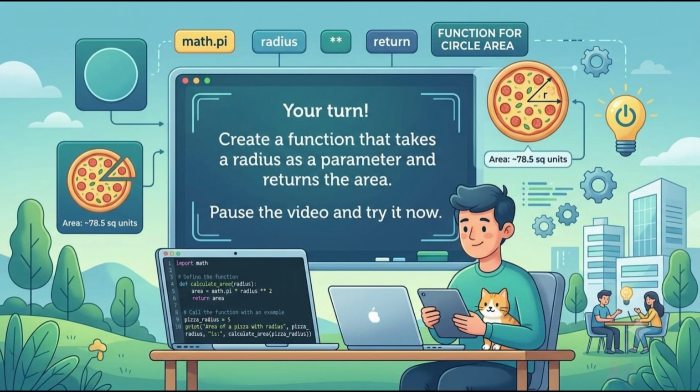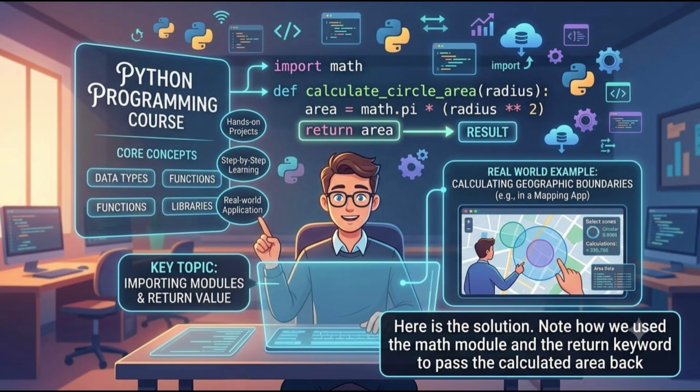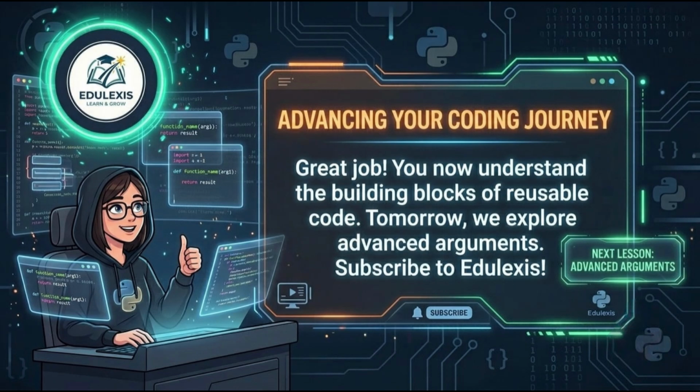Your turn. Create a function that takes a radius as a parameter and returns the area. Pause the video and try it now. Here is the solution. Note how we used the math module and the return keyword to pass the calculated area back. Great job! You now understand the building blocks of reusable code.